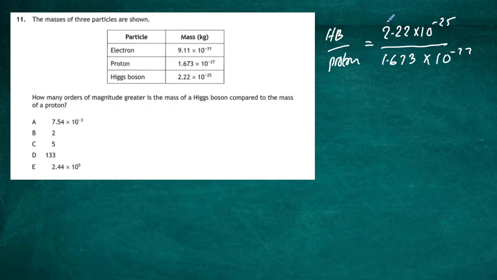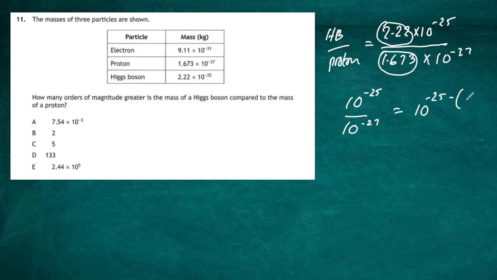Now if we look at these parts of the numbers here, we can see 2.22 divided by 1.673 is approximately 1, so we don't have to worry about that kind of division here. We just have to worry about the division between 10 to the minus 25 and 10 to the power minus 27. So we just compare the powers. If we're dividing by 10 to the minus 27, we simply subtract the power. So it's going to become 10 to the power minus 25, take away minus 27. And of course we take away a minus and we add. So we're going to get minus 25 plus 27, so we're going to have 10 to the power 2.